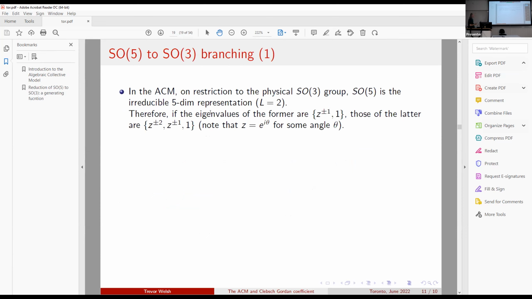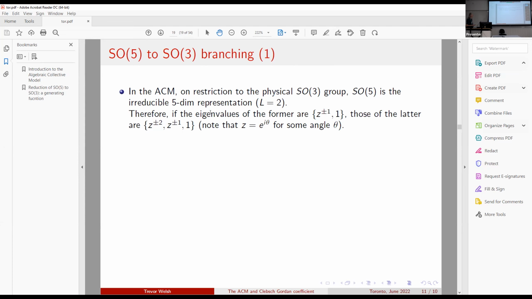Okay, so we also have to consider the branching from SO5 down to SO3. SO3 is the physical group on which our model sits. On this restriction, SO5 becomes the irreducible 5-dimensional representation, so it's the L equals 2 angular momentum representation.